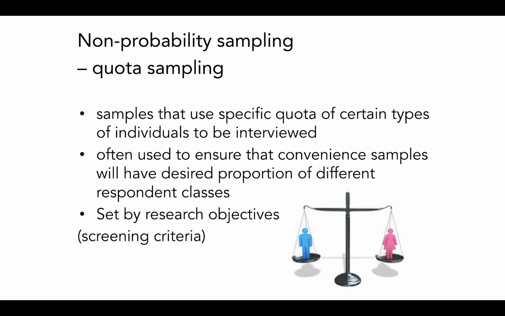Let's say you want, for example, a convenience sample with at least 50% males, 50% females, a certain percentage of different ethnicities, and so on. This is actually a method that is very often used by mall intercept studies, where they want to find a balance between certain characteristics, certain screening criteria, or quotas, as we call them. So it's often used as a way to adjust or improve convenience samples.